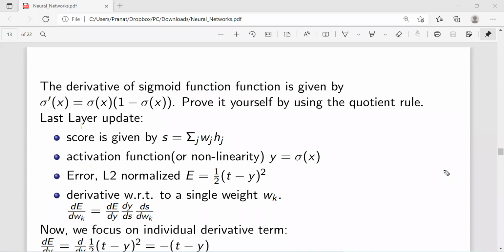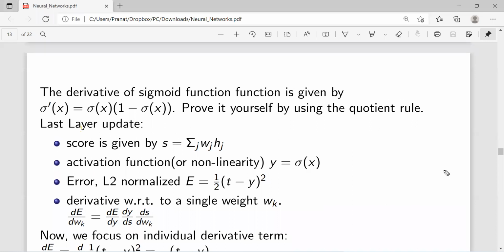Now we want to compute the derivative of error, the change in our error term with respect to any weight wk. We see that error does not depend on w directly. Error is not a function of w, but it is a function of y. So we use the chain rule. We write dE by dy and dy by ds, because s is our score, and then we write ds by dwk.